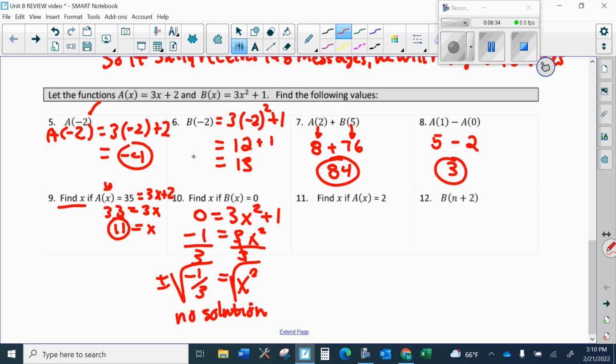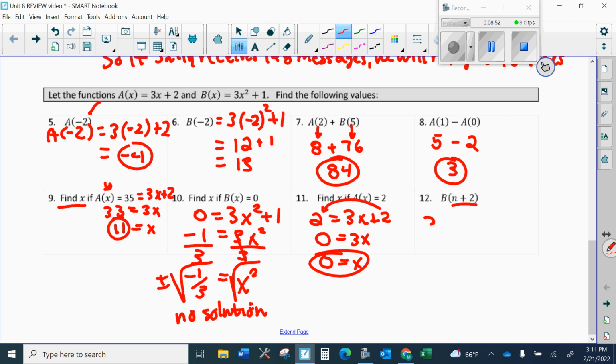Okay, A of X equals 2, so we got 2 equals 3X plus 2. Subtract the 2 across, and you get 0. And so X equals 0. 3 times 0 is 0. The B of N plus 2, remember that means substitute that in for the X, where we see X.